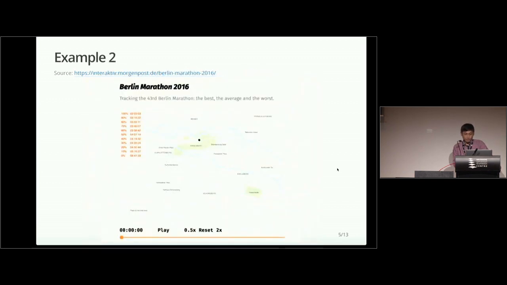The second example, replicated from this website, is the Berlin Marathon 2016. When I click it, these athletes start to run. On the left, this number might be a bit small, but these are the finishing times. At the bottom you have the person who finished last, and then the 10% quantile, 20% quantile, all the way at the top is the person who finished first.